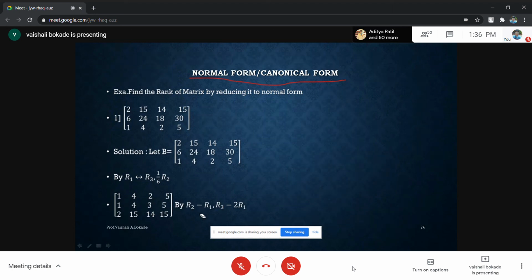Further, one more row transformation I'm using. What is that? I have to make this element in column 1 to be 0. So by using R1, I'm converting this element in R3 to be 0. I'm using the row transformation R3 minus twice R1 here. Let us go for the next slide.